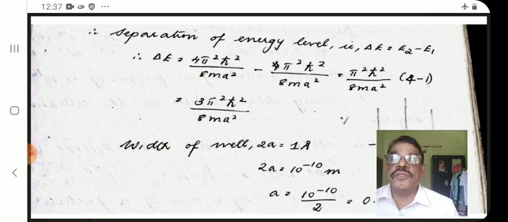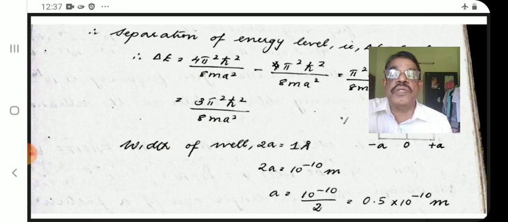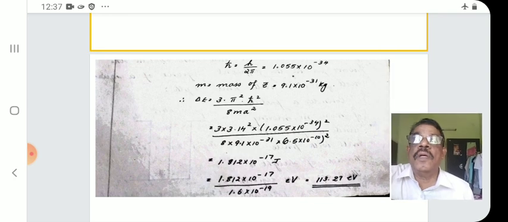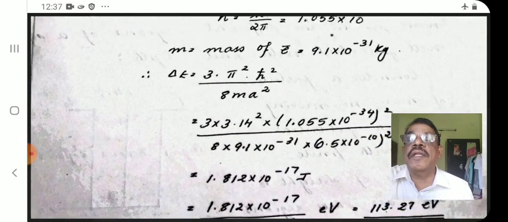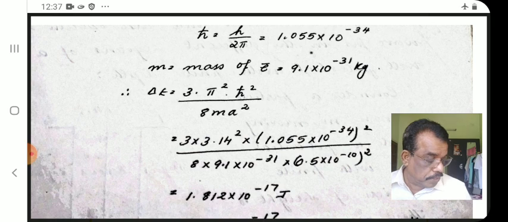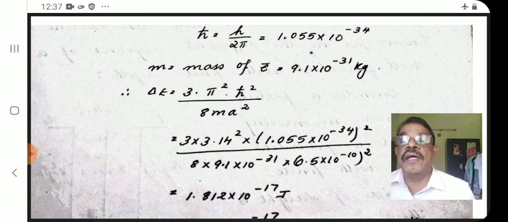And given width of the well, 2a, is 1 angstrom. That is 2a. 1 angstrom is converted into meter. So a is equal to 10 raised to minus 10 by 2. That is 0.5 into 10 raised to minus 10 meter. And that value we put to the equation. And h cut, h by 2 pi, is 1.055 into 10 raised to minus 34. And mass of electron, here particle is electron, mass is 9.1 into 10 raised to minus 31 kilogram.